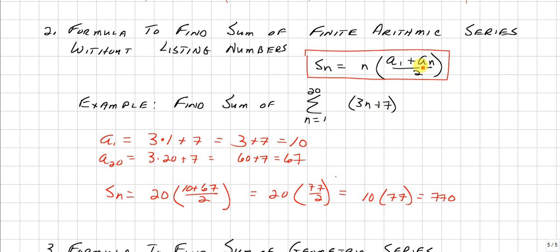So then what I need to do is use this formula. I would take a1 plus an, divide by 2, and multiply it by n. Remember, n in this case is how many terms I'm going to have. It'd be this number 20. So 20 times 10 plus 67 over 2. That's 20 times 77 over 2. 10 times 77 is 770. So notice that I was able to get the sum of this arithmetic series without actually adding all 20 terms together by using this formula.